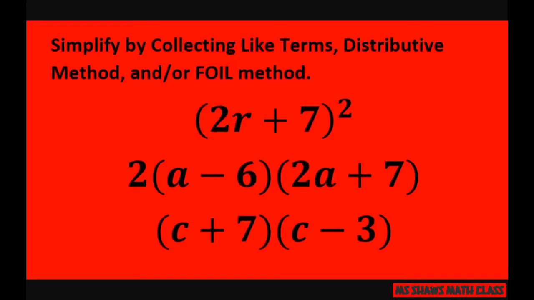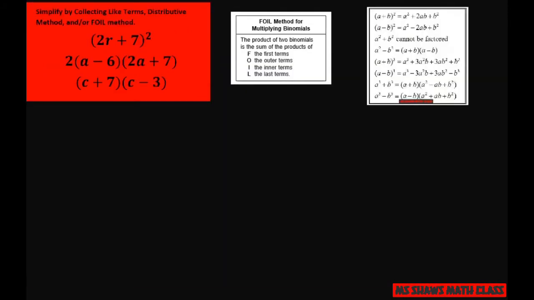Hi everyone, we're going to simplify these for this video with the FOIL method. This one also has a formula, so these are the three problems we are doing. You can also use the distributive method, but for this video I'm going to just use the FOIL. So the first problem, we're going to use this 2 and write it out twice. So 2r plus 7 times 2r plus 7.